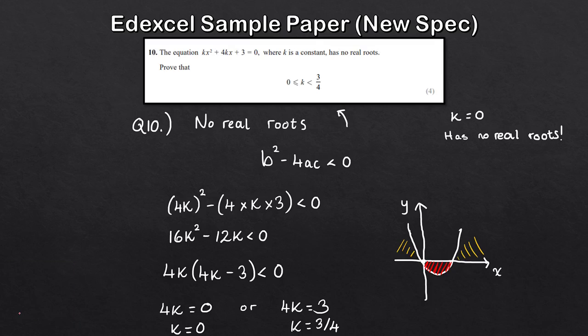So therefore, to give the solution here, as we already said, k equals 0 has no real roots, so we're going to say that it can be equal to 0. So we just write the solution from our inequality. This is 3 over 4, this is 0. So therefore, k must lie in this inequality here, as required.